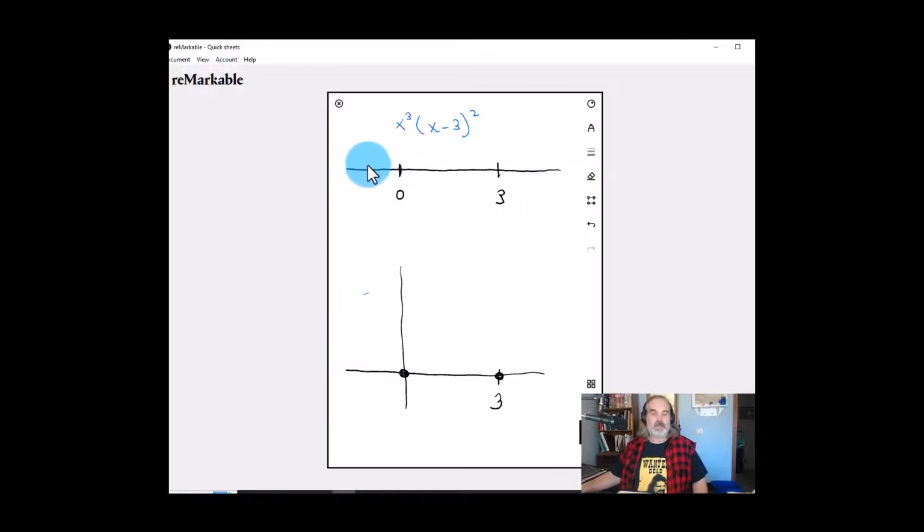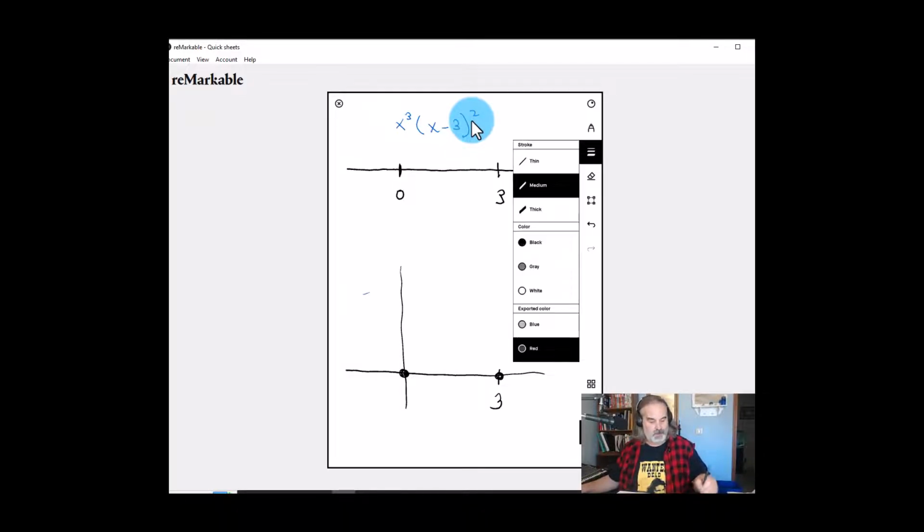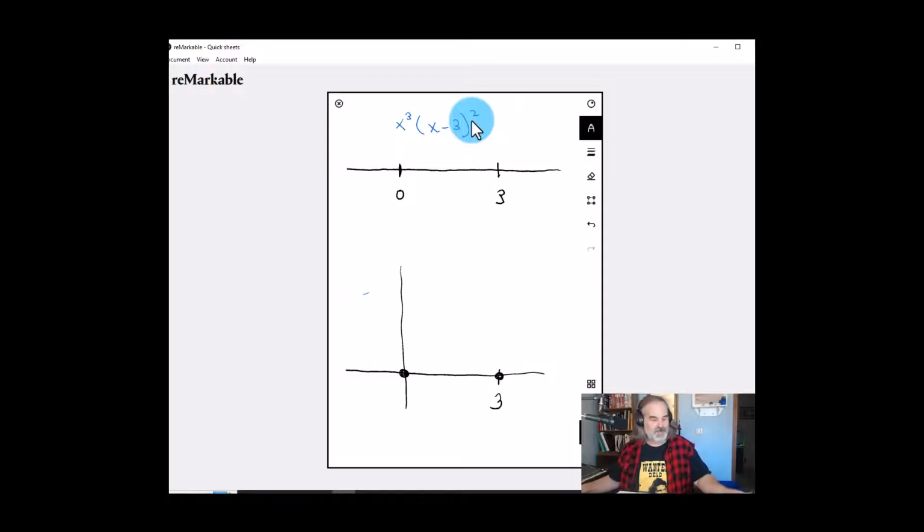So to the left of 0, if I have a negative value for x, then x cubed is negative, but of course (x minus 3) squared will be positive. Let me make sure I have the... I just discovered how to use colors on my tablet, which is pretty exciting. So this function, when we plug in values to the left of 0, will have a negative number times a positive number, which means that overall that function is going to be a negative number. And that means that the graph is going to be down here below the axis.